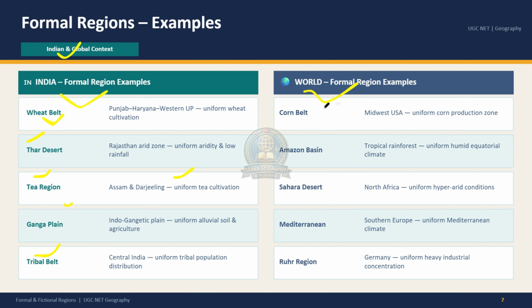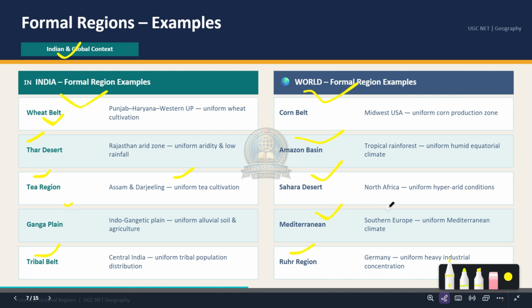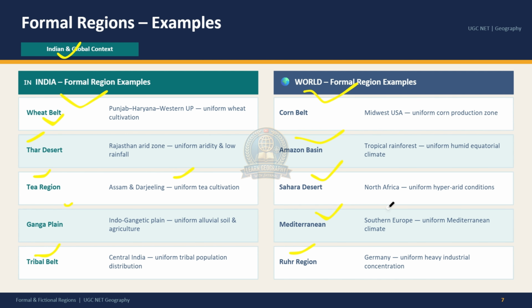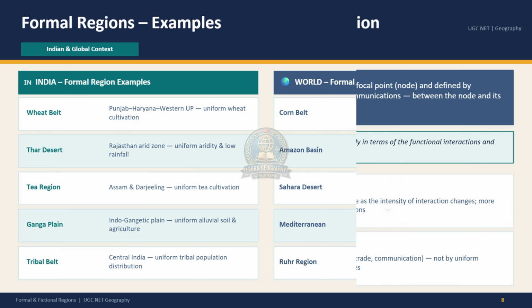In the world perspective: corn belt, Midwest USA, uniform corn production zone. Amazon basin, tropical rainforest, uniform humid equatorial climate. Sahara Desert, North Africa, uniform hyper-arid conditions. Mediterranean, Southern Europe, uniform Mediterranean climate. Ruhr region, Germany, uniform heavy industrial concentration. These are some examples from the Indian and world perspective.